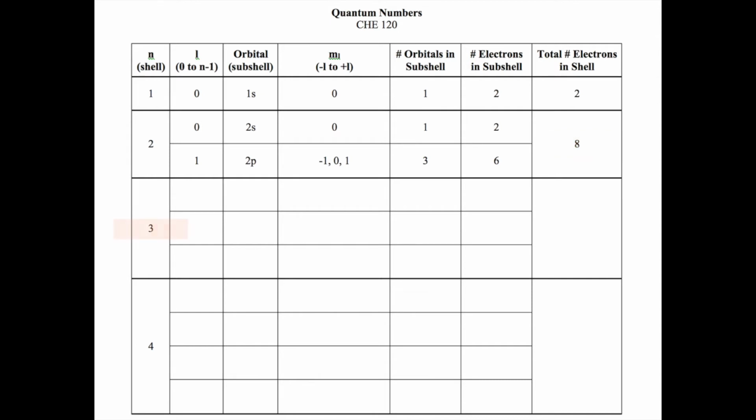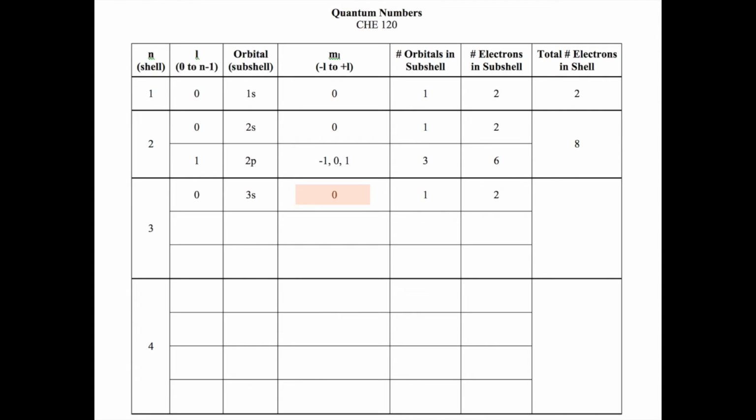In the third shell, we'll choose the value of n equals 3. The rest of the values are determined by that choice. So if n is 3, that means that my first possible value of l is 0. Whenever l is 0, I have an s orbital. This s orbital sits in the third shell, so it's bigger, it's higher energy, and it holds my electrons at a greater distance from the nucleus than my 2s orbital and my 1s orbital. When l is 0, m sub l can only be 0.